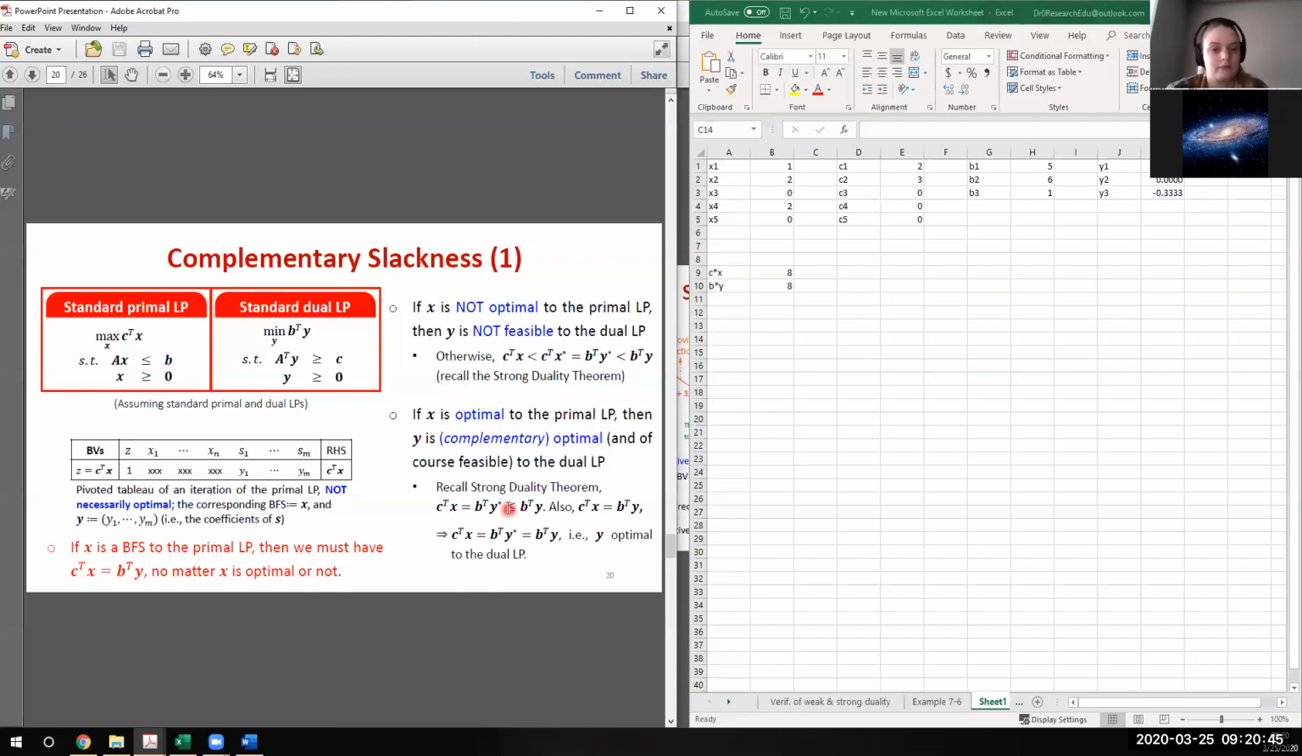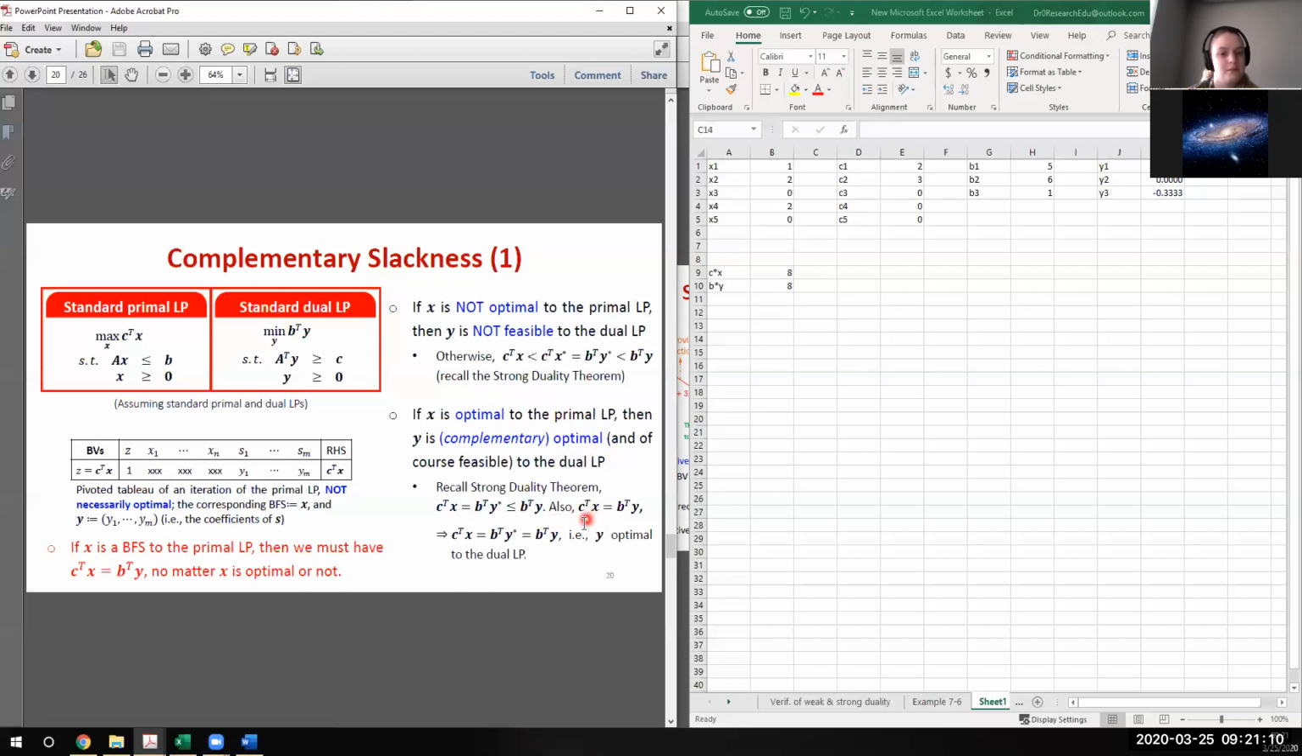And by the weak duality, and by the definition, we know that b^T y star must be less than or equal to b^T y. For what reason? Because this y star is the minimum, the optimal solution to this problem. So for any feasible solution y, I must have b^T y star less than or equal to b^T y.